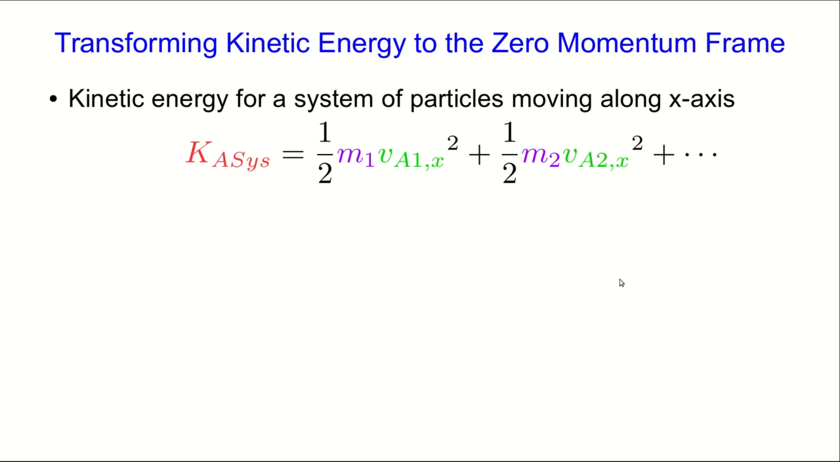Last lecture, we saw how we can transform the momentum from any arbitrary frame into the zero momentum frame, and we found that that gave us some useful relations. So now we're going to do the same thing with the kinetic energy. In other words, we're going to establish a relationship between the kinetic energy as measured in any arbitrary reference frame with what the kinetic energy would be as measured from the zero momentum frame. And again, we're going to find this relationship useful.